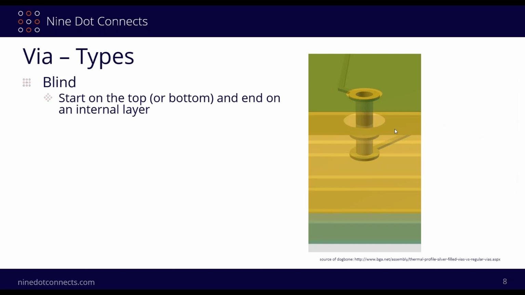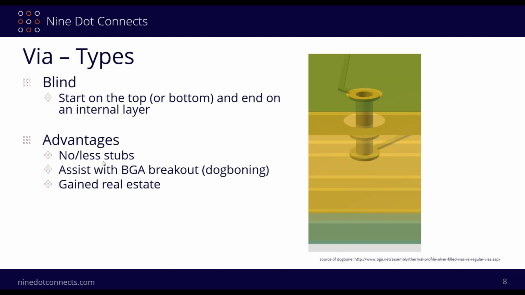The blind via here just basically either starts on the top or the bottom, and it ends on an internal layer. So obviously the advantage over here is that you'll have no or less stubs. Now I put the caveat "less stubs" here because just because you use a blind via does not mean that you're totally getting away from a stub.